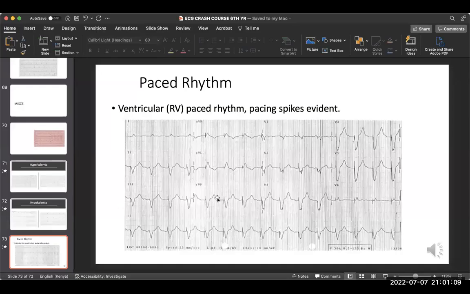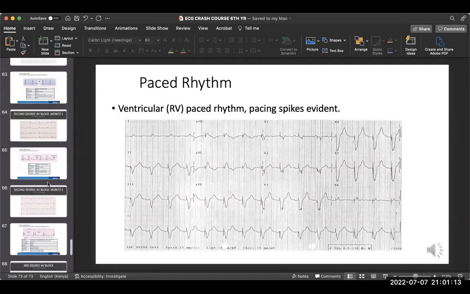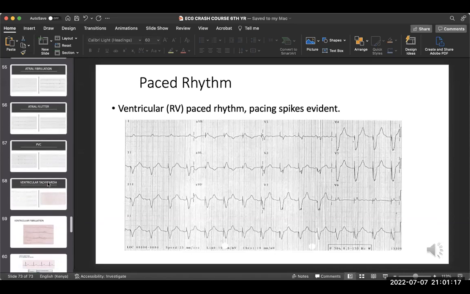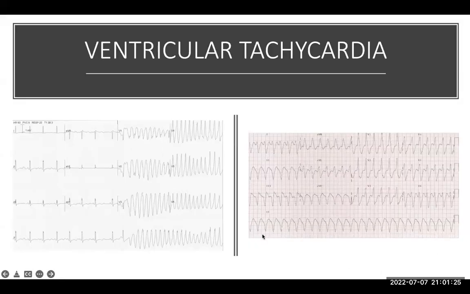The difference between ventricular fibrillation and ventricular tachycardia is that ventricular tachycardia is regular. Let me show you. This is a very regular rhythm. You can see it's very clear. The distance between this QRS and this QRS is constant. This is constant. But this is another ventricular tachycardia. It's usually regular and well organized.